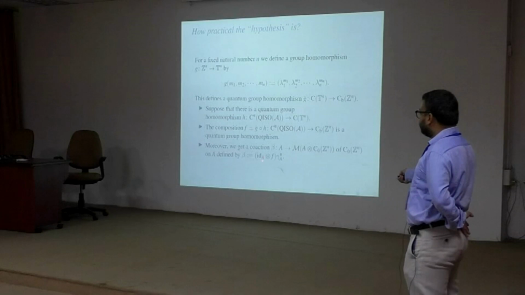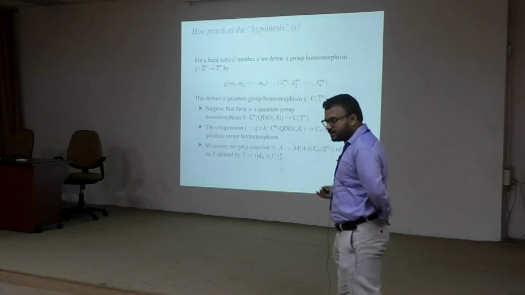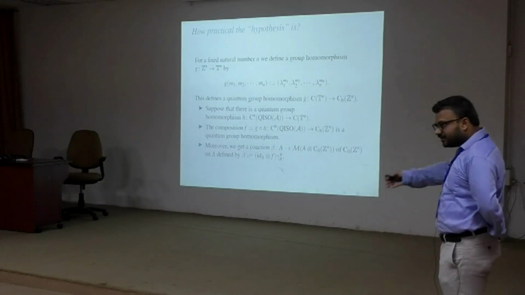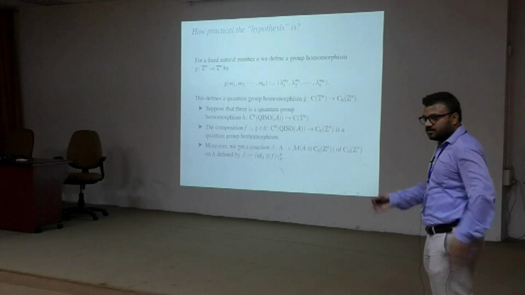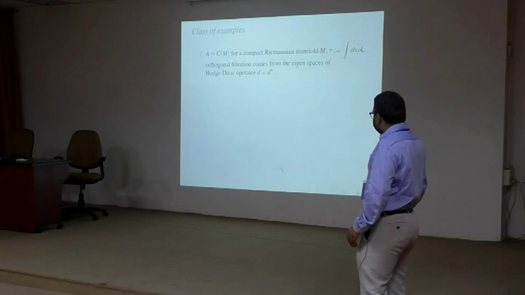And with respect to this beta coaction, you construct the cross product, and then once you construct the cross product, you can say that the quantum isometry group is isomorphic to the Drinfeld double of the factors. Class of examples.